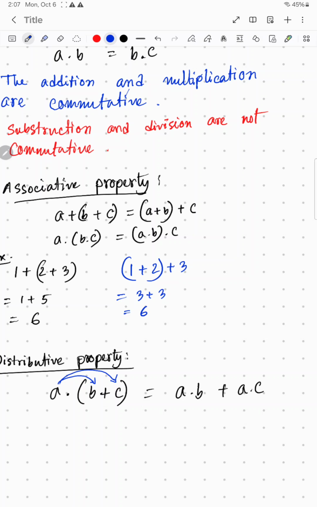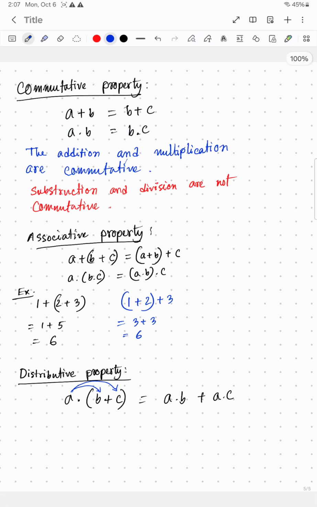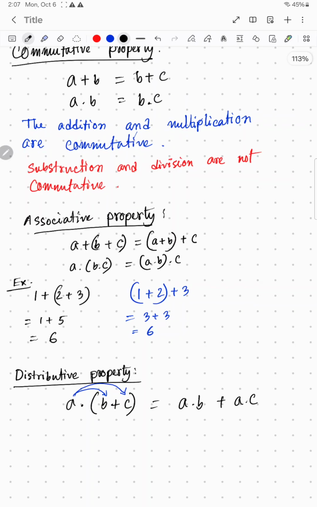Okay, we can always check, give some numbers whenever you have doubt on something. Give this a, b, c a number. For example, let's say a is 2, b is 3, c is 4. On this other side, we do the a times b plus a times c, where a is 2, b is 3, a is 2, c is 4.